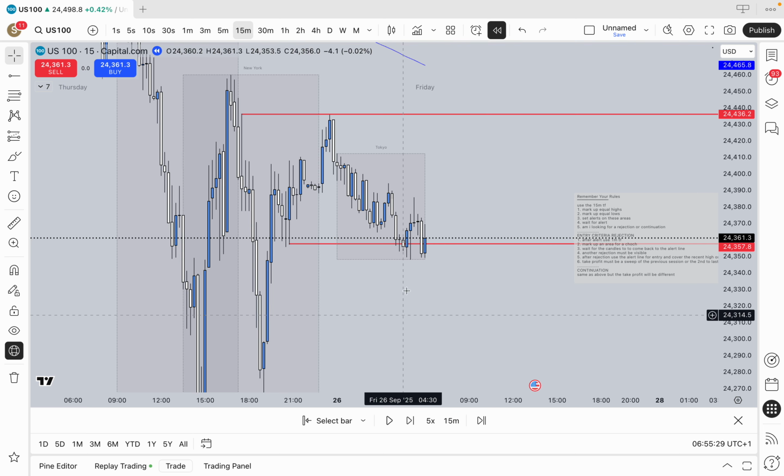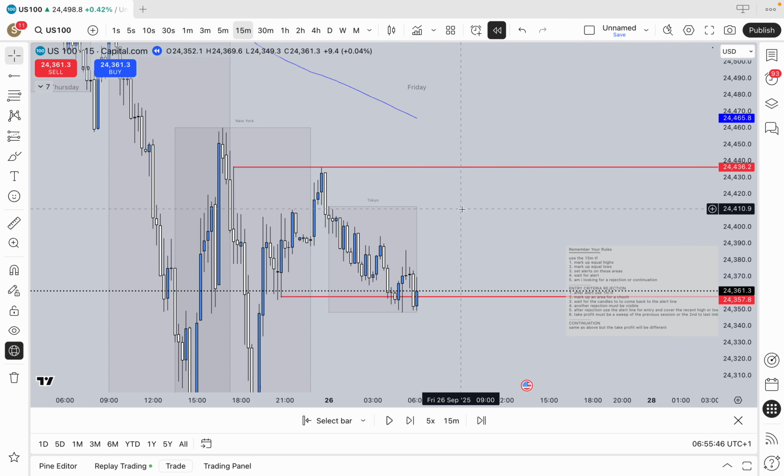Are we going to come down to this imbalance? Are we going to come back up and test these equal highs? So at the moment, we've swept, we've taken these equal lows. Now are we going to get a continuation down? Or are we actually going to get a rejection up here or a continuation?